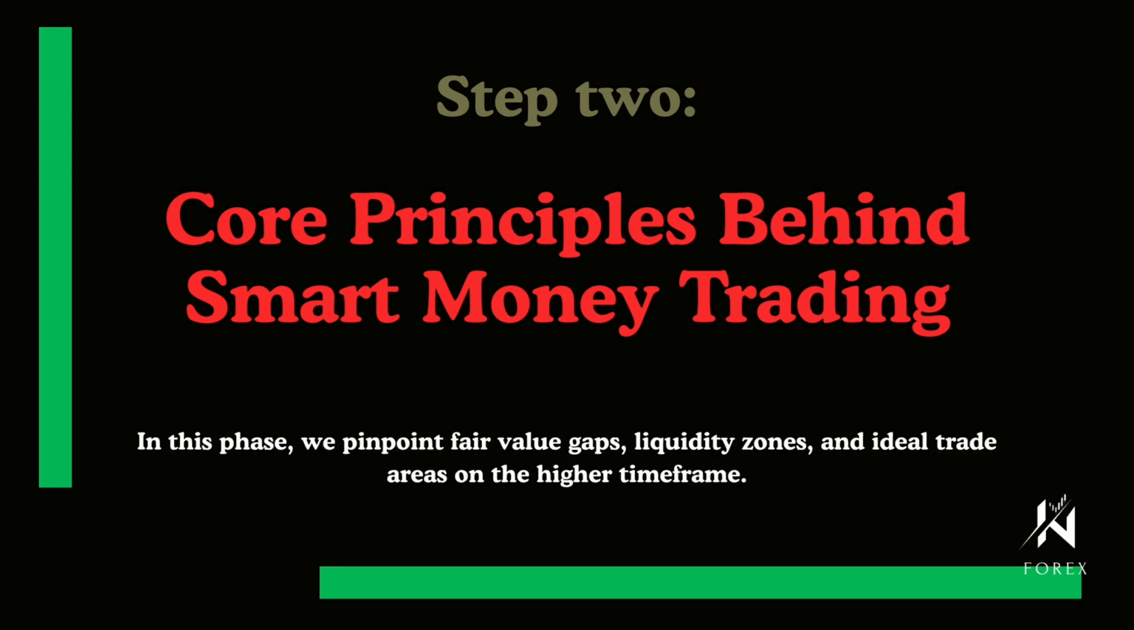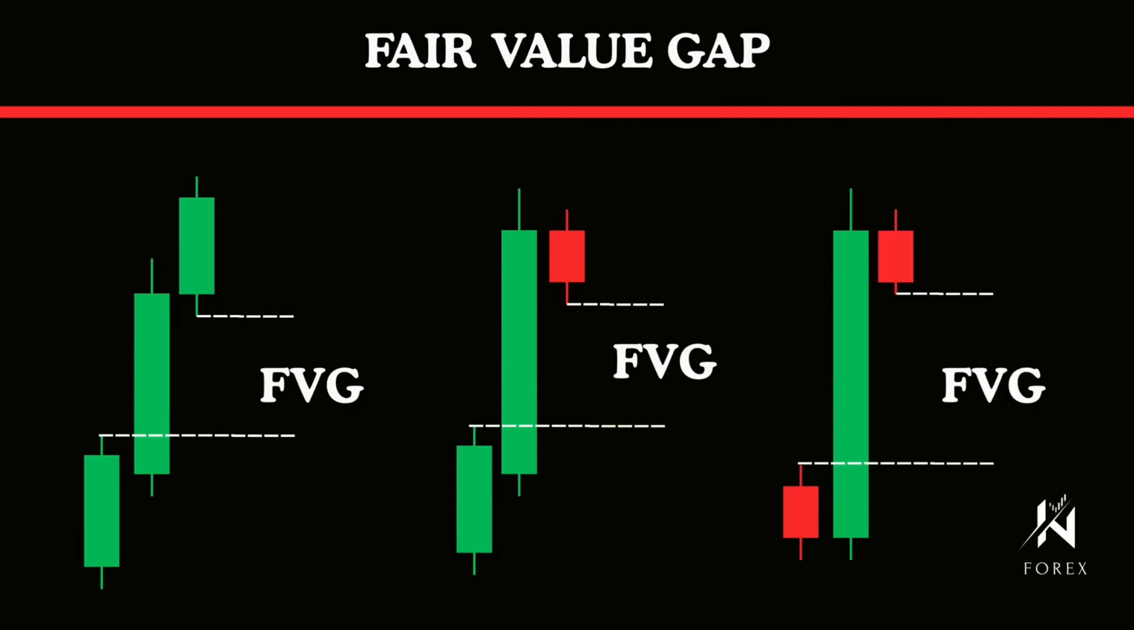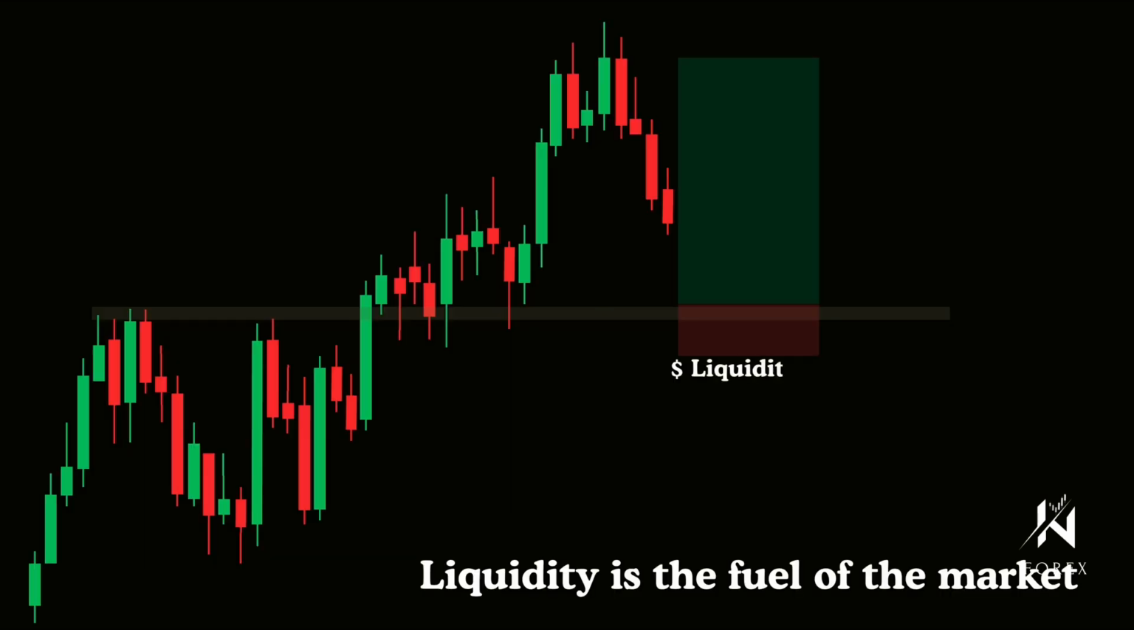In this phase, we pinpoint fair value gaps, liquidity zones, and ideal trade areas on the higher time frame. A fair value gap is defined by a 3-candle sequence showing a visible void between the wicks of the first and last candles, with no overlap in between. These imbalances form when aggressive buying or selling dominates, causing rapid price displacement. Typically, the market revisits these gaps to complete unfilled orders and re-establish balance. If sufficient liquidity exists, the market is likely to resume in its primary direction.